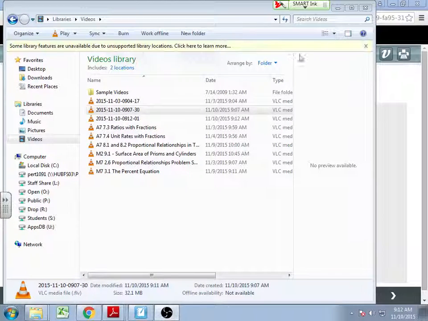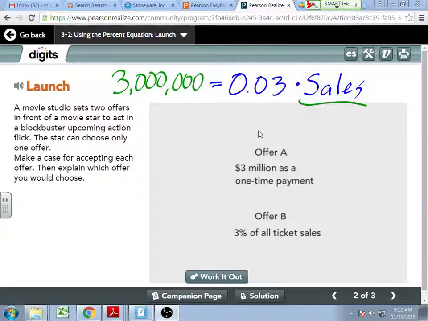So continuing on from the previous recording for 3.2 up here. We want $3 million to be our 3%. We want to say, what does the sales have to be in order for us to make $3 million? So that $3 million would, in fact, be your part. Right? So we have our percent equation here. Part equals percent times whole, my percent in decimal form.